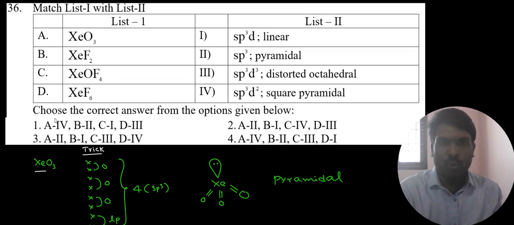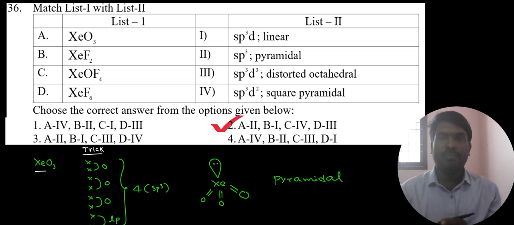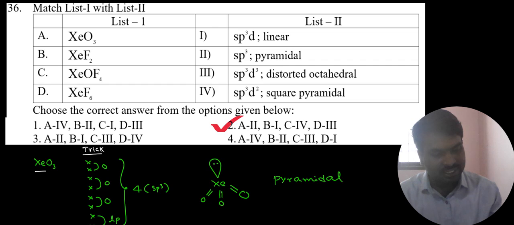So XeO3 is matched with sp3 pyramidal. XeF2 is matched with sp3d linear. XeOF4 is matched with sp3d2 square pyramidal. XeF6 is matched with sp3d3 distorted octahedral. Then option 2 is the right answer. So I hope you understood the solution. Then moving to the next question.